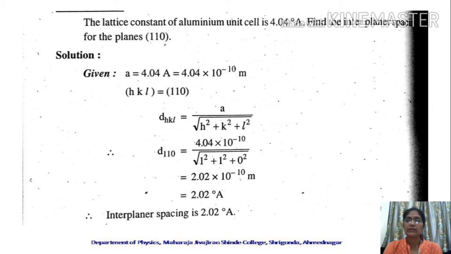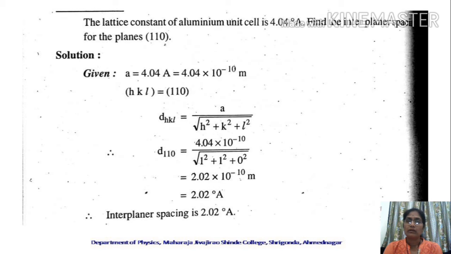Next example is related to the relation between D and A, which is one of the properties of Miller index. The formula is D is equal to A upon square root of H square plus K square plus L square. Let's see. I will read the example. The lattice constant of aluminium unit cell is 4.04 angstrom. Find the interplanar spacing for the planes 1, 1, 0.